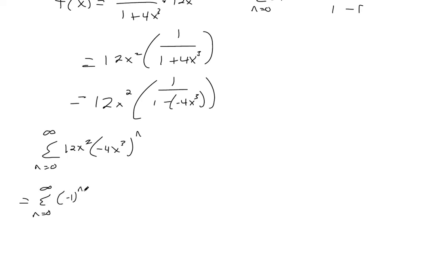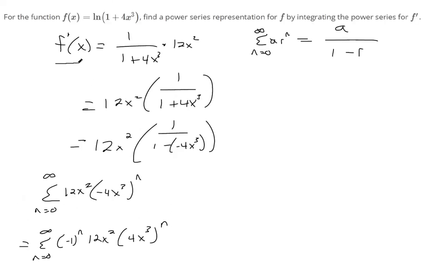Negative 1 to the n, and then it's 12x squared times 4x to the third, all to the n power. Same thing, right? This makes the series alternate. Okay, so that's the power series of the derivative.